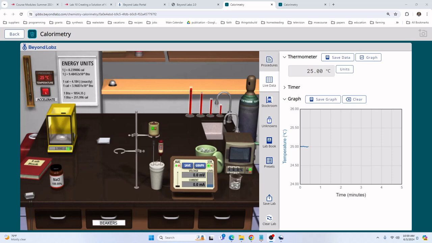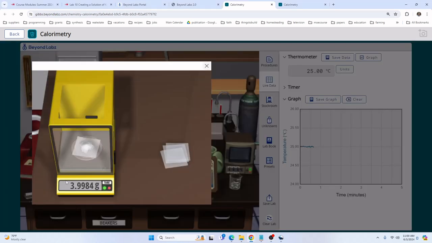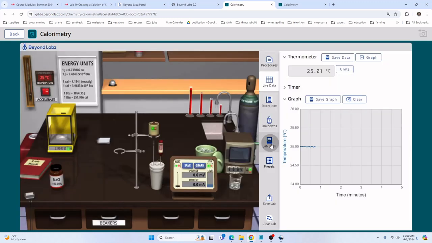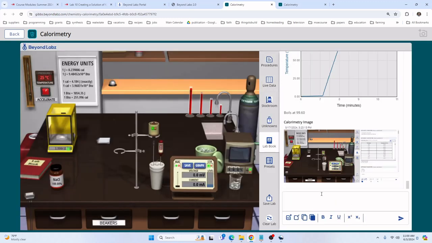First, we'll note that there's 45.00 grams of ice in this beaker on the right. We want to record the mass of sodium chloride from the balance. If you can't see it, you can click in to view it. 3.9984 grams. Let's record that in the lab book.